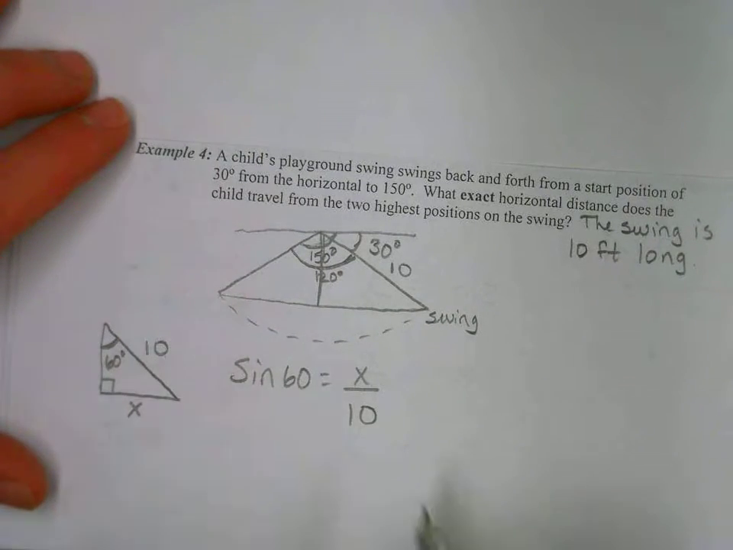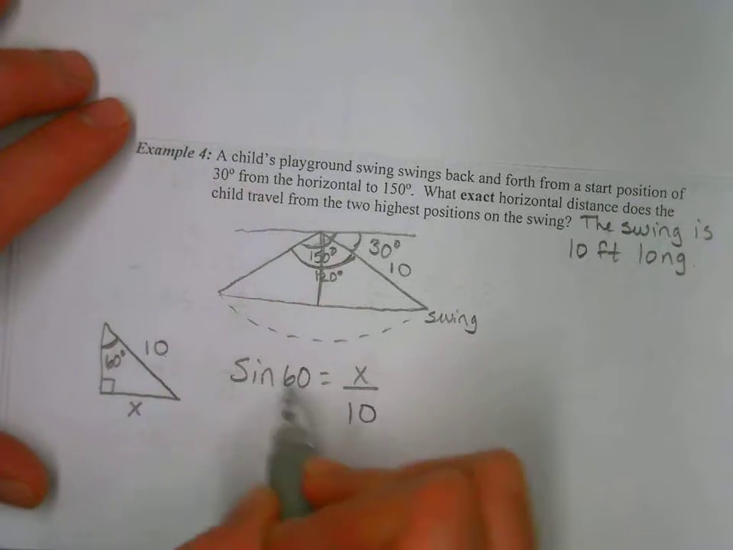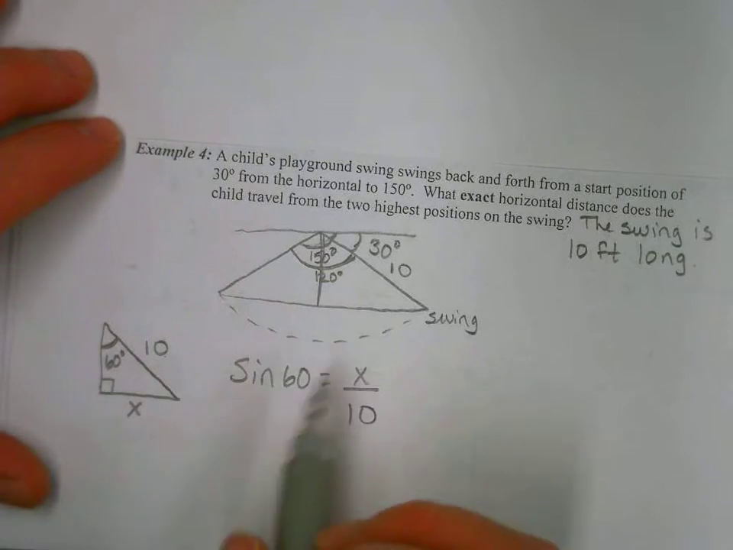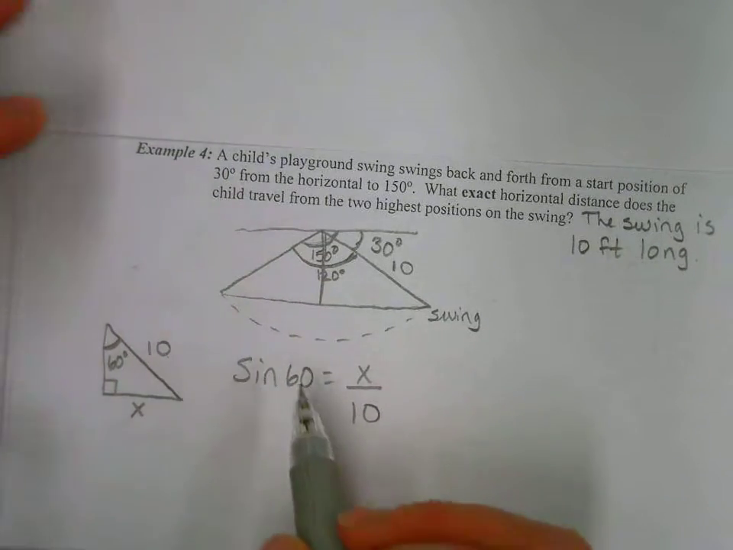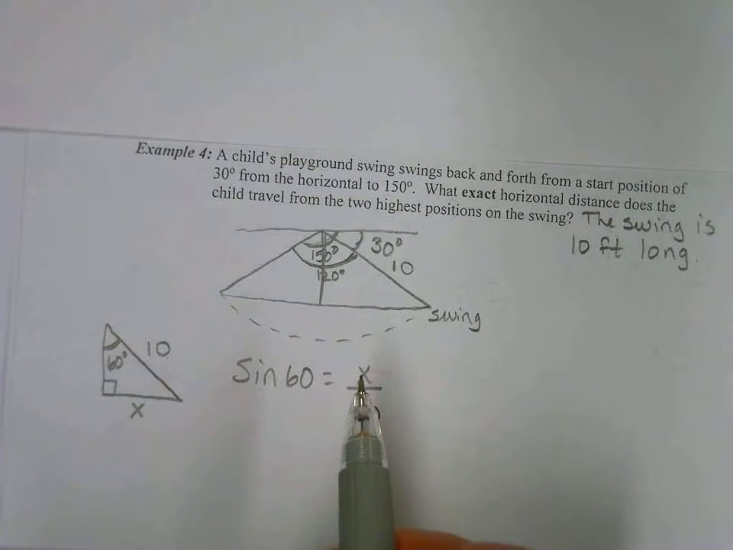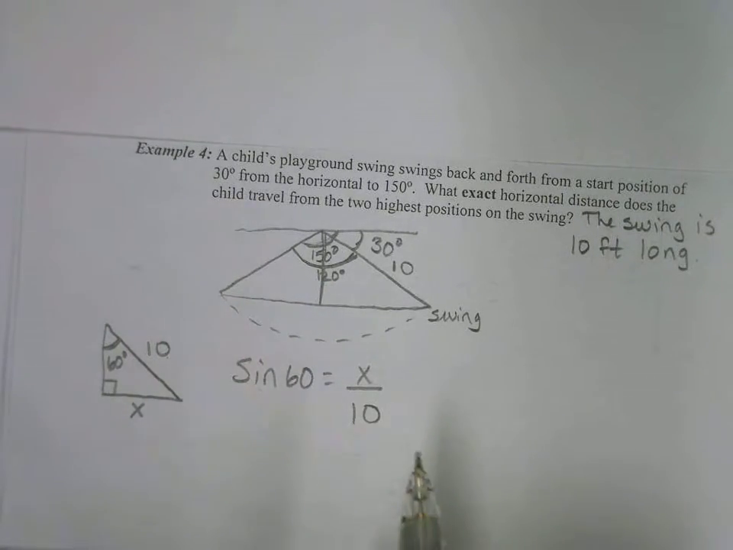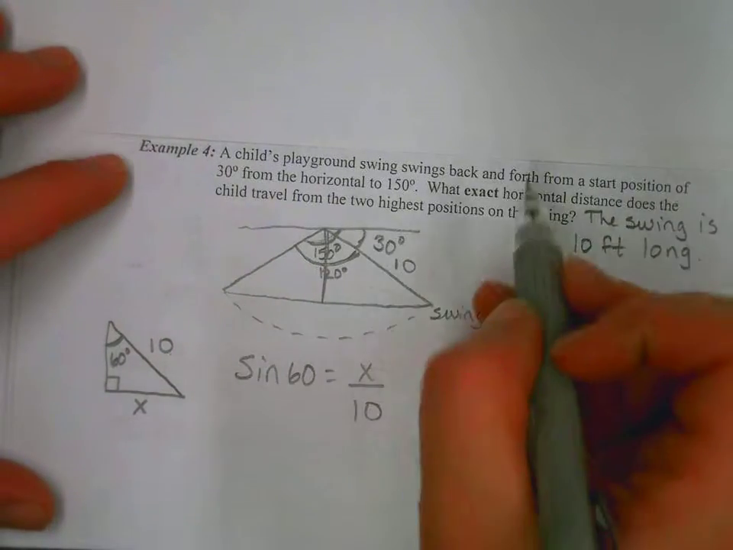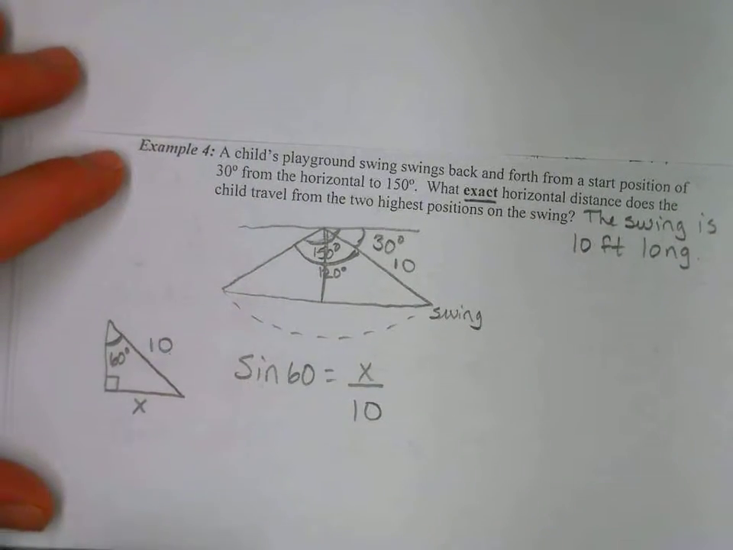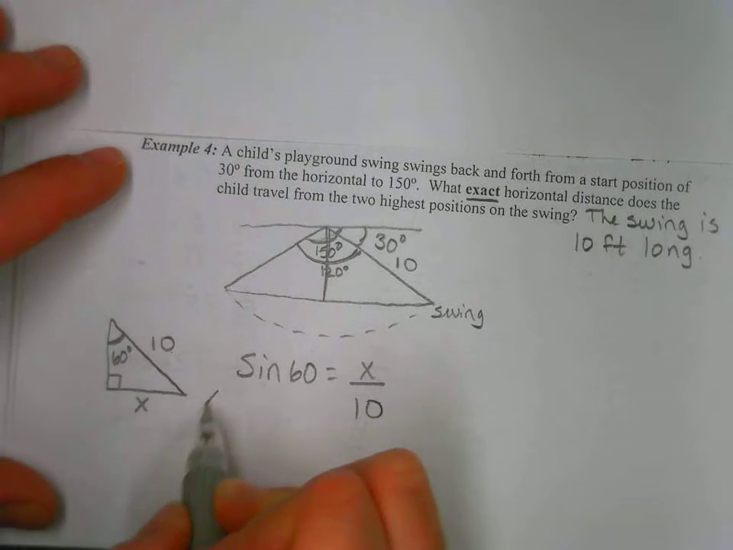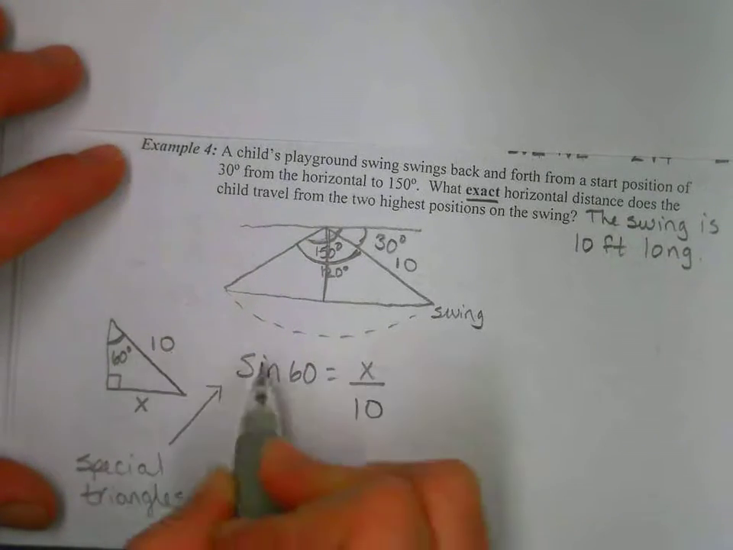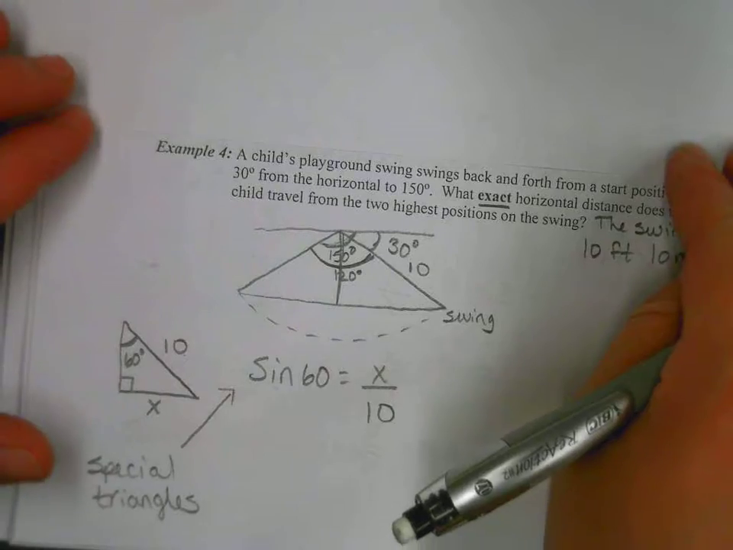So in order to solve for x, we'd simply cross multiply this, 10 times sine of 60. But the problem is, if you type sine of 60 into your calculator, you get a never-ending, non-repeating decimal. And so we don't want to use our calculator to solve this problem. What we need to do, because it says the exact horizontal distance, we need to go to our special triangles and find the exact value of sine of 60.